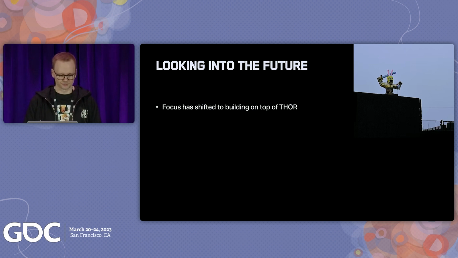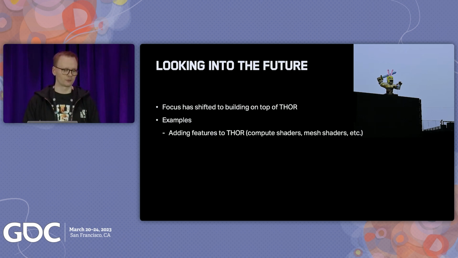So looking into the future, focus has now shifted to building on top of THOR, as already mentioned. I have a couple of examples here of things that we're currently working on. Of course, we're adding features to THOR. Whenever we realize that there's some new feature in Metal or Vulkan, we consider adding that to the core of THOR if it is something that really benefits the game teams. In addition to this, we have a couple of new systems that I wanted to mention that we're working on. First of all, a render graph implementation, and something we call Odin. And it is not a coincidence that it's called Odin.